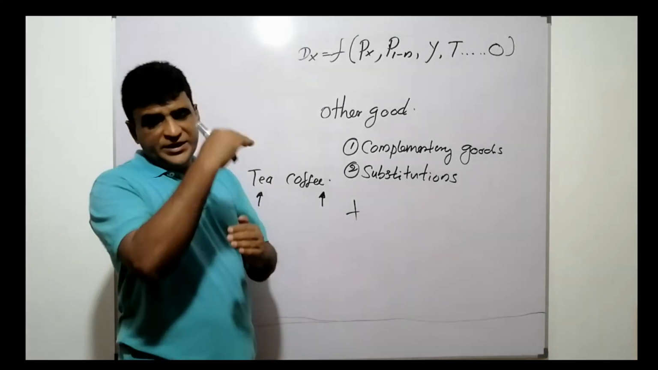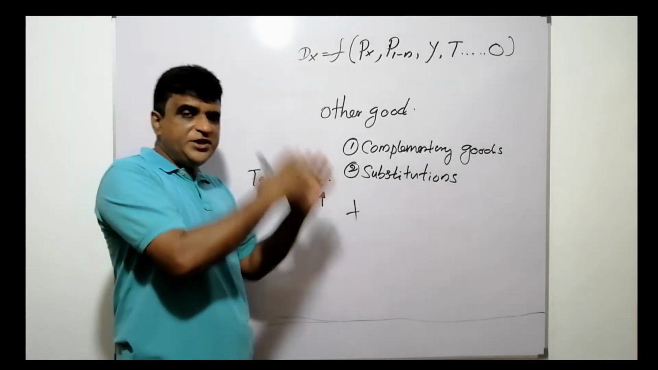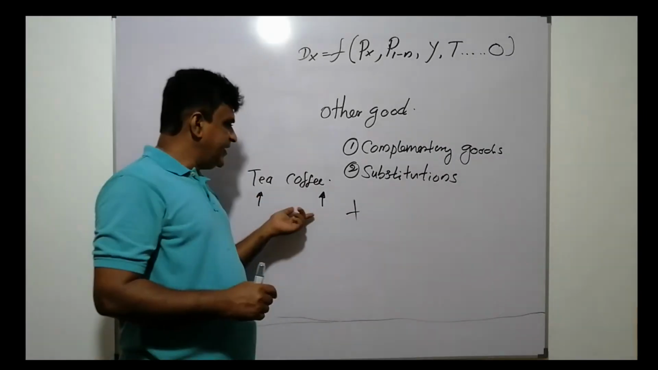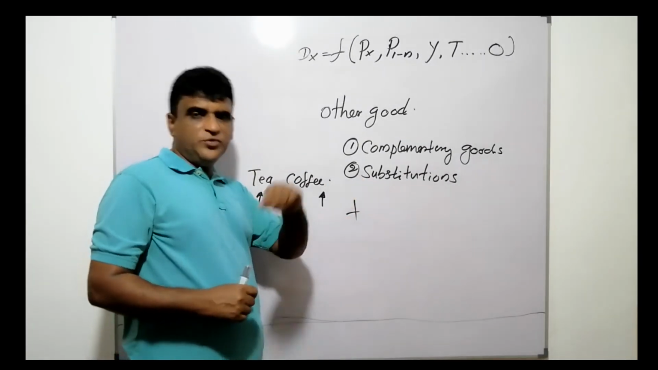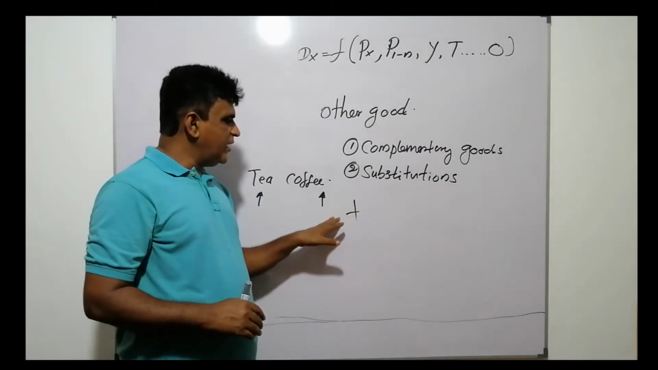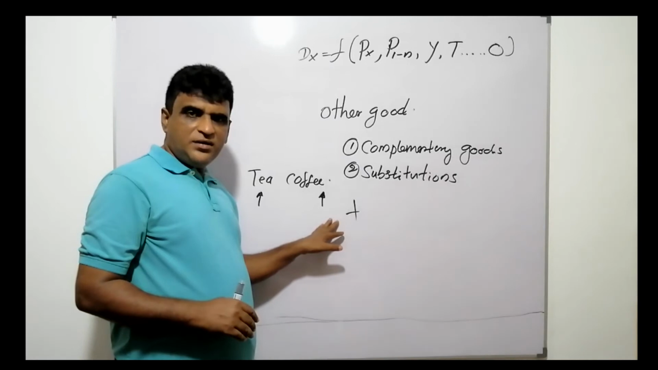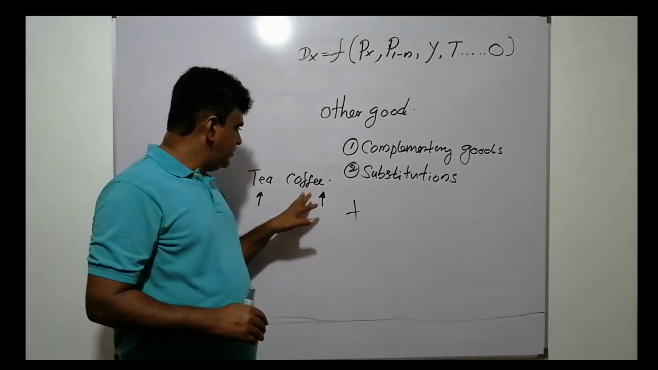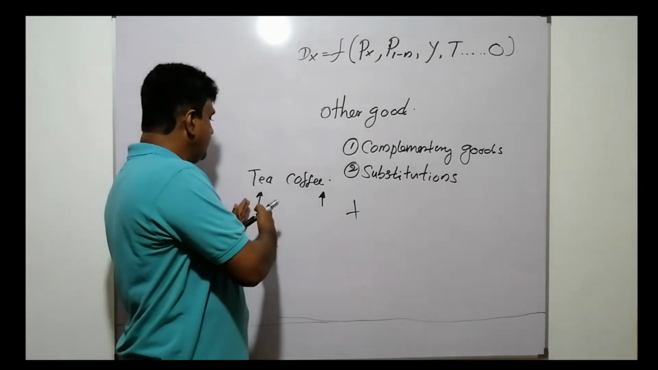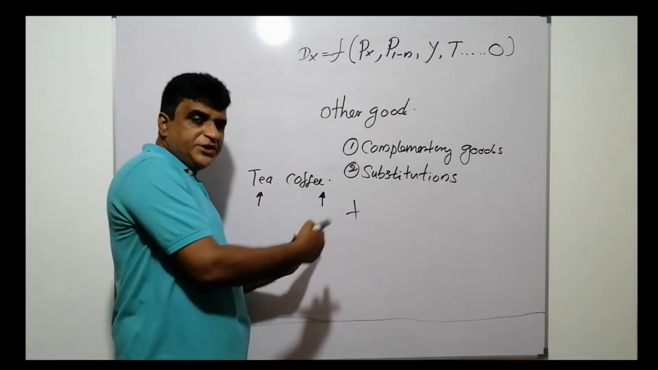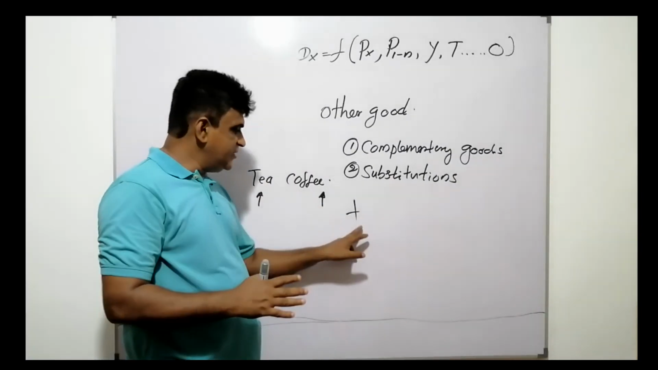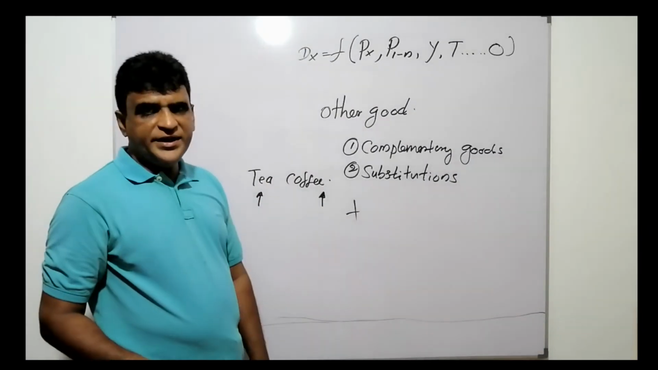The price of the desired good and its quantity have a negative relationship, and the price of substitute goods and the demand of the desired product have a positive relationship.